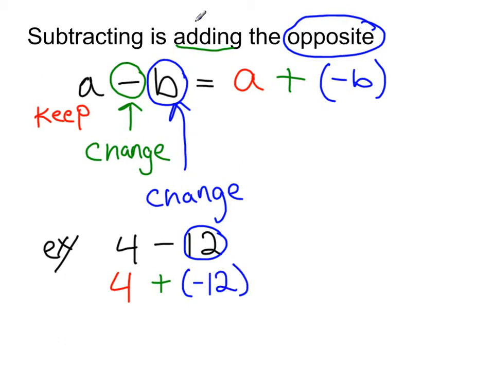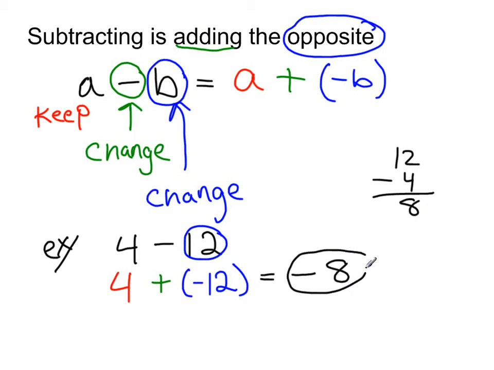And 4 plus negative 12, the signs are different. We take the bigger absolute minus the smaller. 12 minus 4 is 8. And we keep the sign of the bigger, which makes sense that we should be in debt because we spent more than what we had. And that's it. The problem now is when I throw in more negatives.